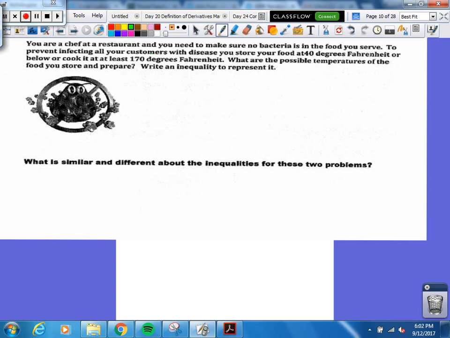You store your food at 40 degrees Fahrenheit or below. Okay, or, keyword, circle that, cook it at least 170 degrees Fahrenheit. For the possible temperature of the food you store or prepare, write an inequality. All right, here we go. So, first thing, let's call x the food temperature, and you need to store it at anything at or below 40 degrees. You have to put it in the refrigerator or the freezer so that it doesn't spoil, right? You don't want to cook food that has bacteria in it.